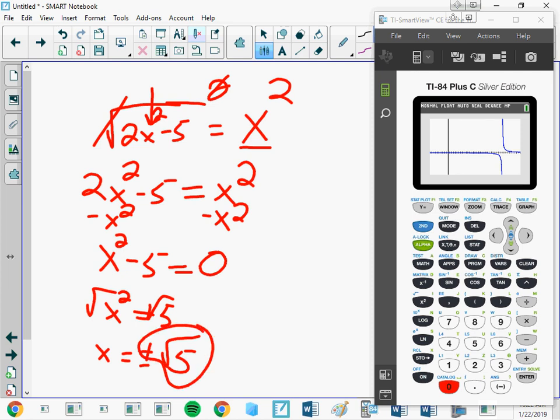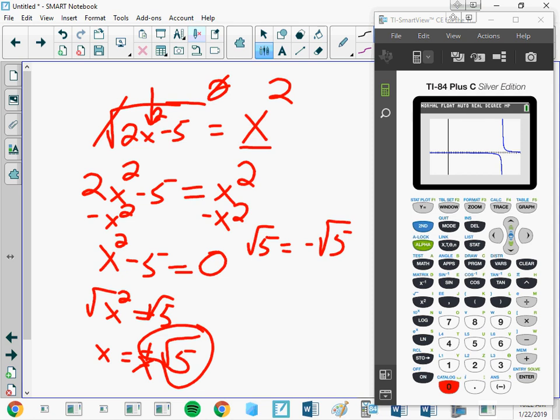Let's try the negative version. What is negative root 5 times negative root 5? 5. 2 times 5 is 10. 10 minus 5 is 5. Is the square root of 5 equal to the negative square root of 5? No. So the negative version doesn't work. So the answer is A.